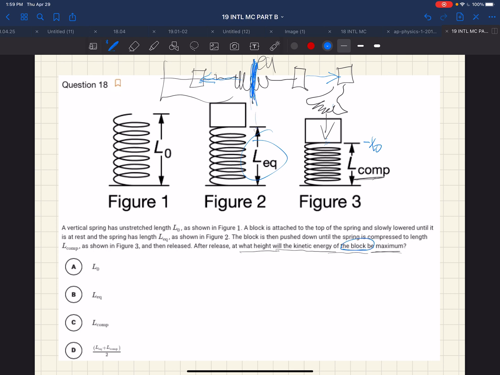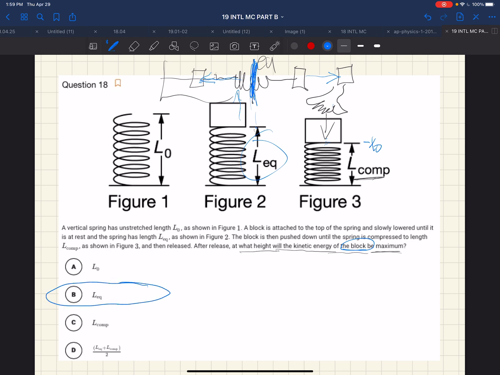After it goes past this distance, it's now stretching the spring, and the kinetic energy is doing work on the spring as well as gravitational potential energy, but it's stretching the spring. So it's going to be a maximum velocity at L equals LEQ.